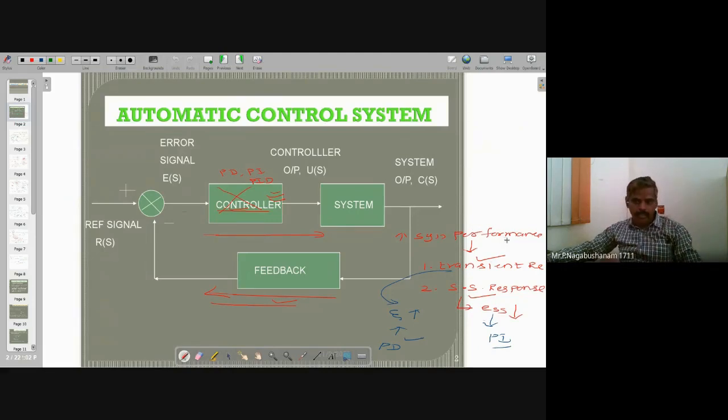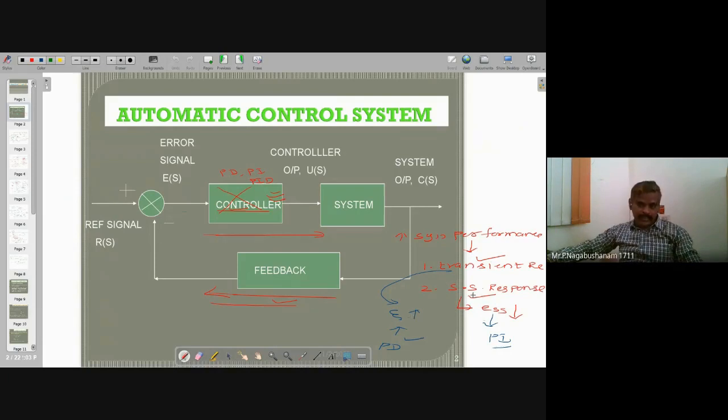Performance means output. Output is of two types: transient response and steady state response. If you want to improve only the transient response, transient means it is having oscillations. If you want to decrease the number of oscillations, then we go for a PD controller. In a PD controller, we can increase the zeta. Zeta equal to 0 means full oscillations. Zeta equal to 1 means critically damped. Zeta greater than 1 means overdamped. So if you want to reduce the number of oscillations, you can increase the damping ratio zeta.